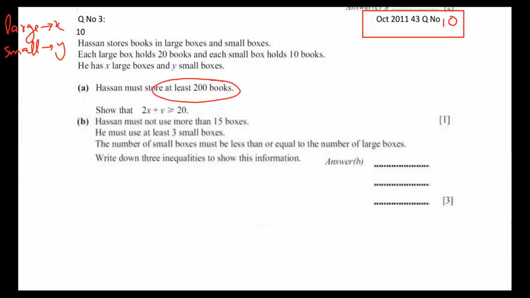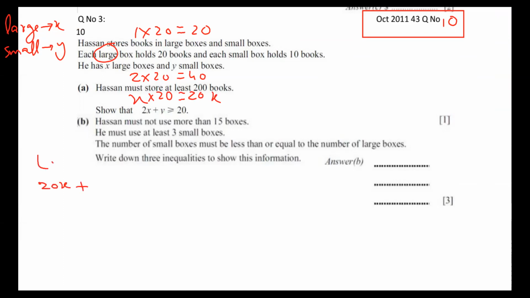And at least 200 books Hassan can store. It means he can store a total of 200. So let's discuss. One large box, 20 books, so 1 into 20 is 20 books in one box. For two boxes, 2 into 20, so 40 books we can store. But we don't know how many boxes there are, so assume X. One box, 1 into 20, two boxes, 2 into 20, three boxes, 3 into 20, and X boxes, X into 20. So X times 20 becomes 20X. This is the number of books he can store in the large boxes.